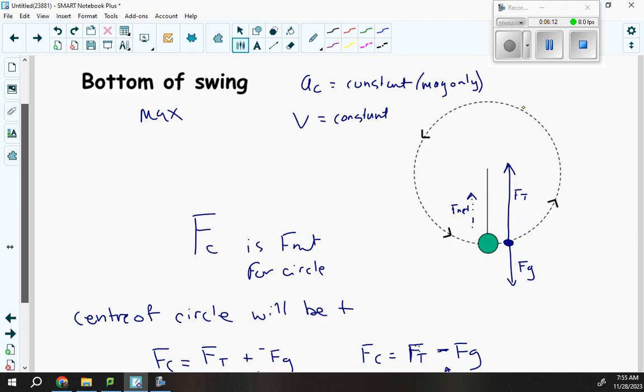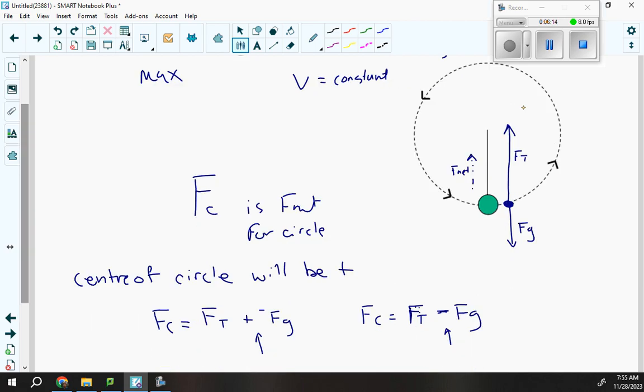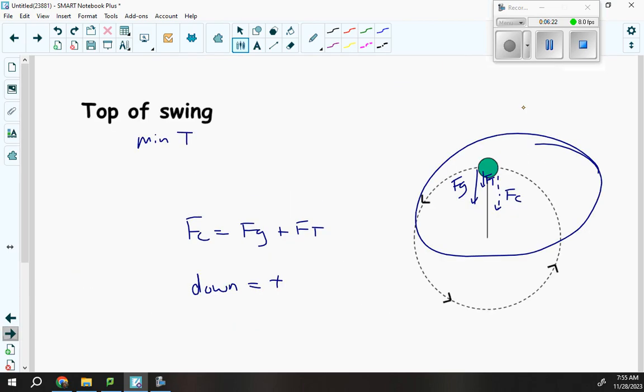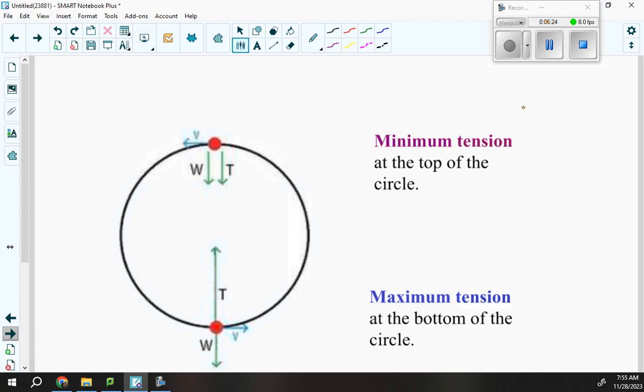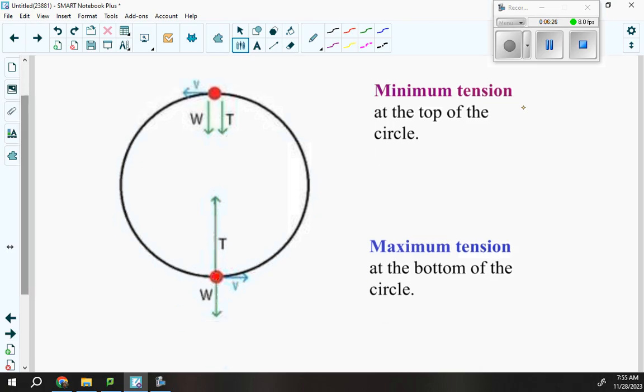Whereas in this one, because we're going both in and out of the circle, up and down, one direction has to be positive, one direction has to be negative. And we're going to call the center of the circle positive, so up positive. Cool. So again, as a little bit of a review, our minimum tension happens at the top of the circle, our maximum tension happens at the bottom.